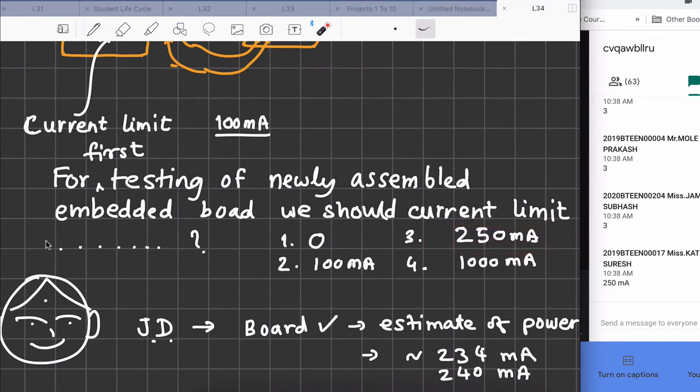It should not be 1000, because if the board is faulty, then it will draw 1000 milliampere, which will cause problems. 100 is also not correct, because even if the board is okay, it will not allow more current. So the power supply will say that I cannot give 100 milliampere and more. So the board will be unhappy. 0 anyway is not allowed. So this is the idea behind the current limit. Everybody understood this current limit idea?